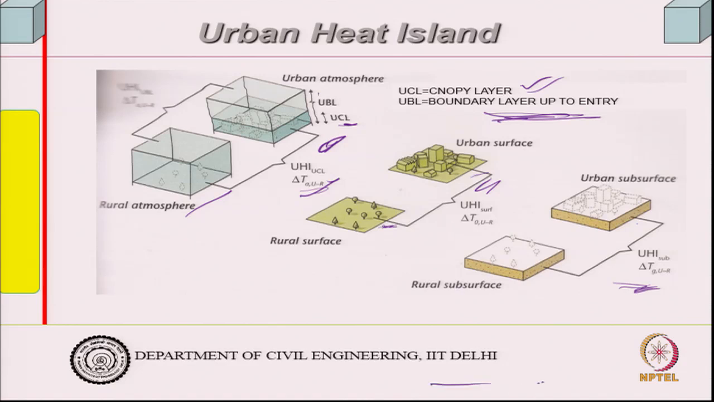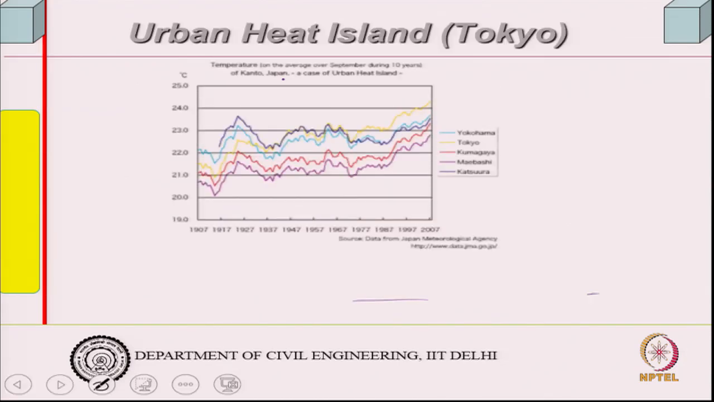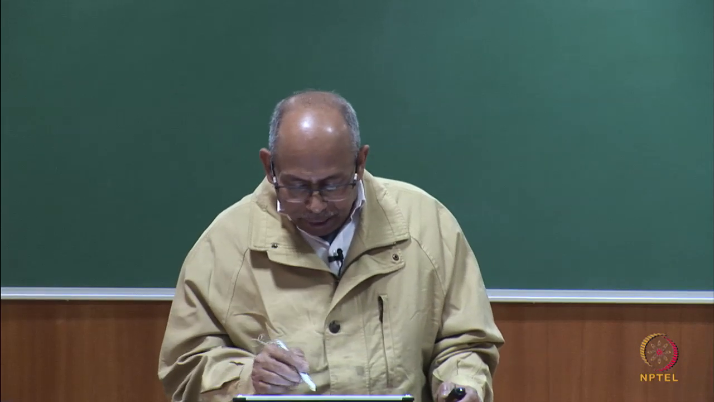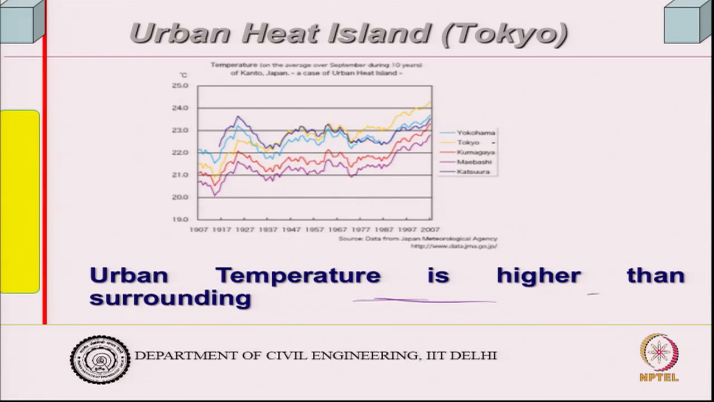So, rural, subsurface. There is a difference between surface, subsurface and the atmospheric condition as well. For example, data for Tokyo and its surroundings is available. Temperature is higher. This is Tokyo, the yellow one. These are its surroundings, right. So, these are the surrounding areas. In fact, this is also somewhat urban.